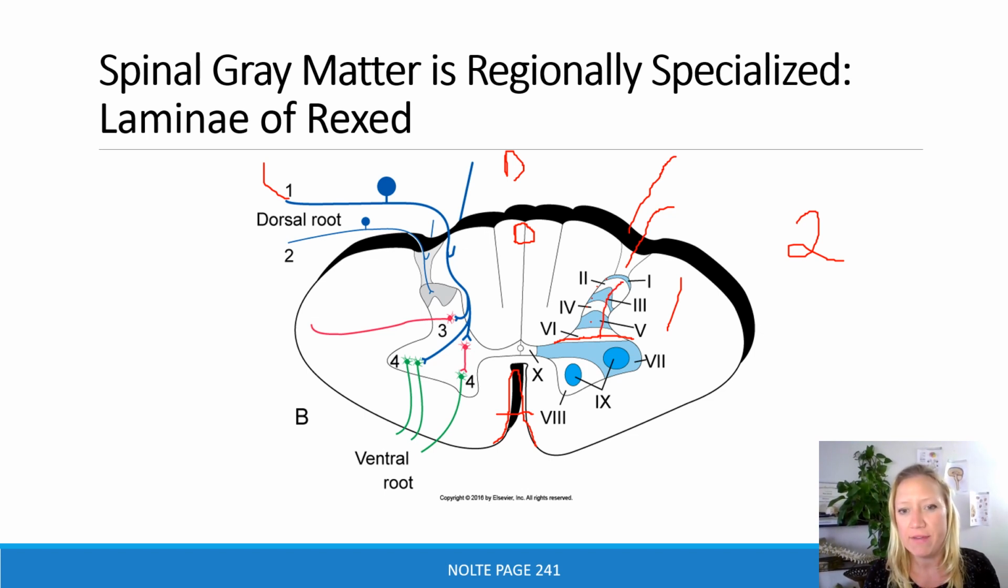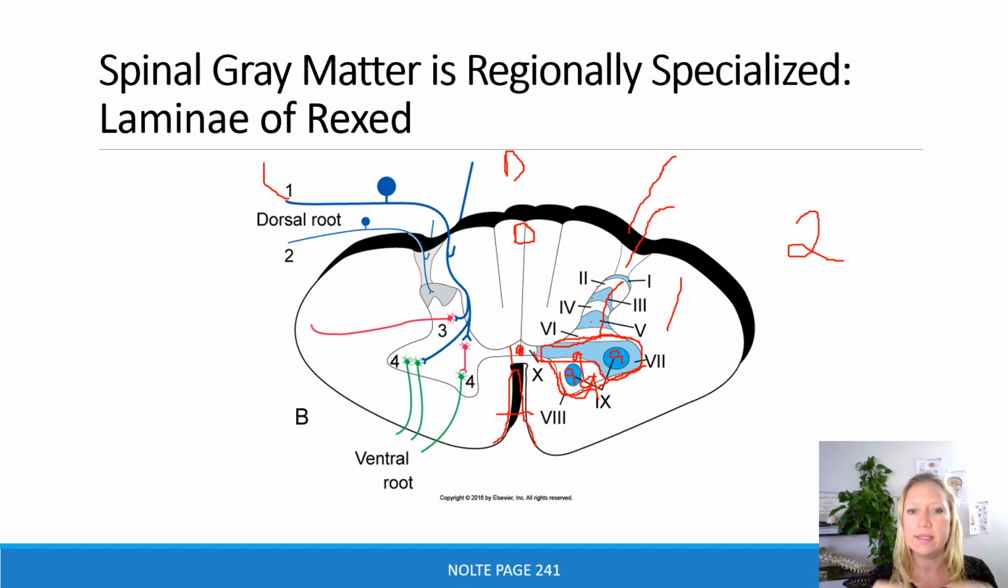And then we've got 7 is this area right in here in blue. Okay, we've got that guy right there. And then we have 8, and then 9 is going to be a couple of spots here. Right? And when I look at other resources, there's a couple other spots for 9 as well. Okay? And then 10, if we have a 10, sometimes a 10 is noted, it's right here. So I use that central canal as the 0 for my 10 to remember where 10 is. Okay, so let's look at what this Rexed lamina means.